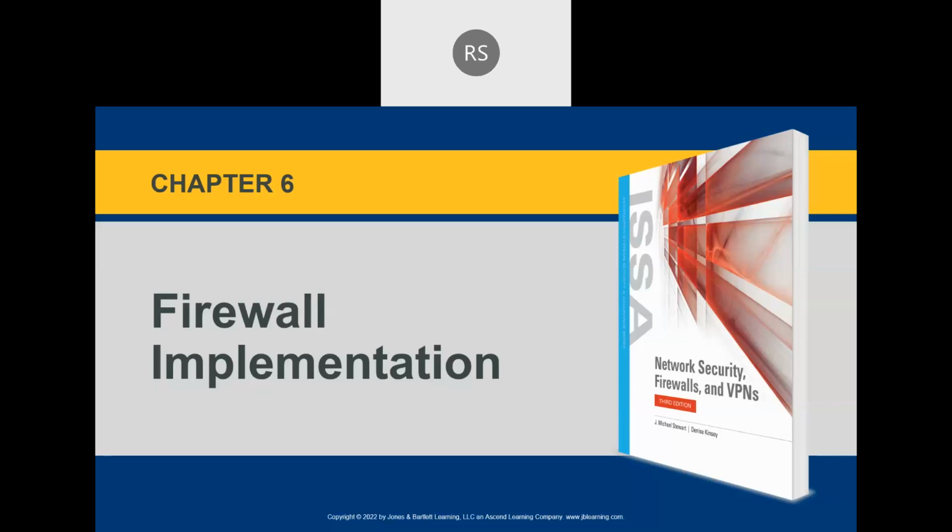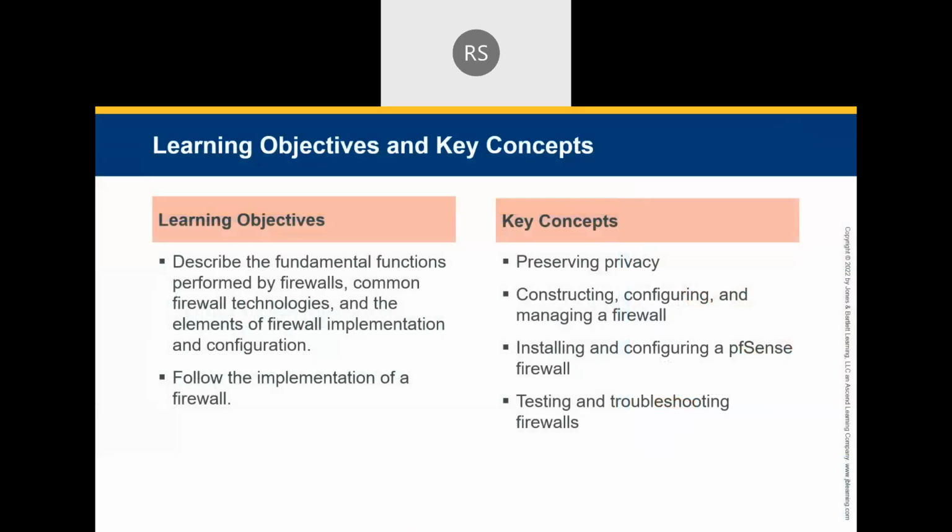CIST 2611, Chapter 6, we're going to look at firewall implementation. So in this chapter, our learning objectives are to understand the fundamental functions of firewalls. We're going to look at common firewall technologies. Also look at the elements involved in firewall implementation and configurations. And also we're going to look at the step-by-step process for firewall implementations.